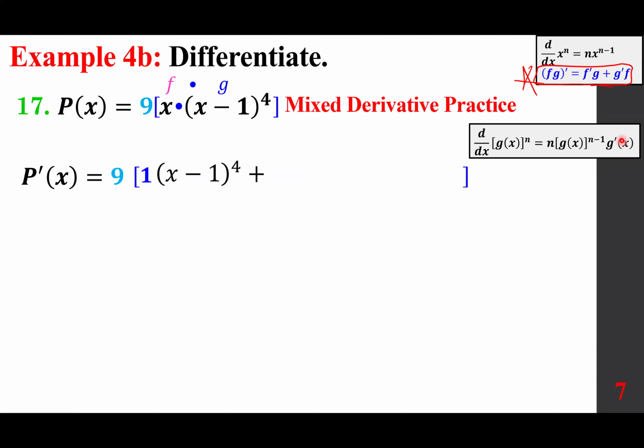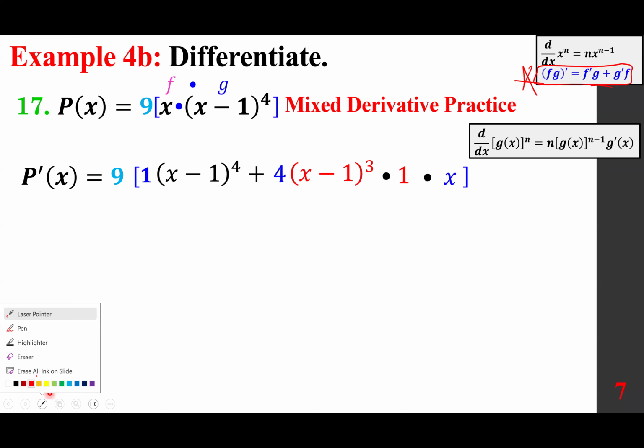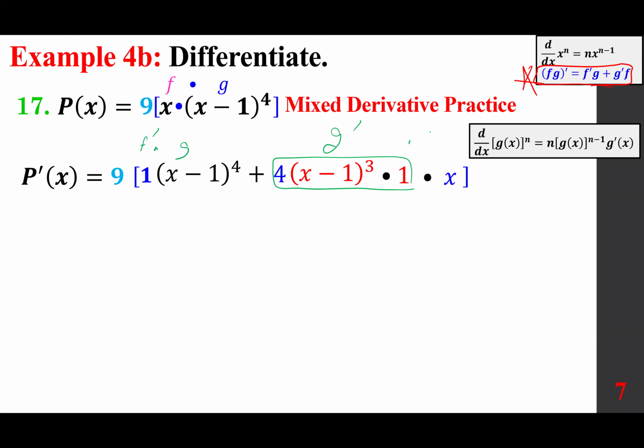Now I want to differentiate this obviously using the extended power rule. 4 times x minus 1 cubed, 4 minus 1 cubed. The derivative of the inside happened to be 1, but write it in case it's something else. So get in the habit of writing it. And now times f, which is x. In other words, we have f prime g plus g prime f.